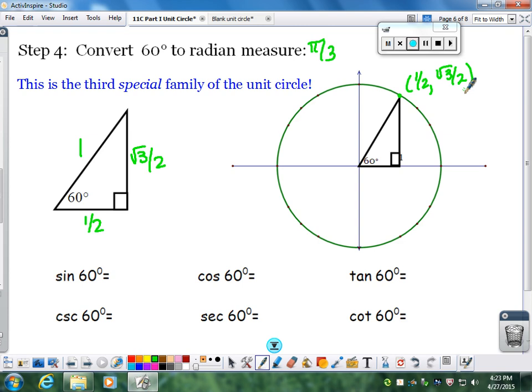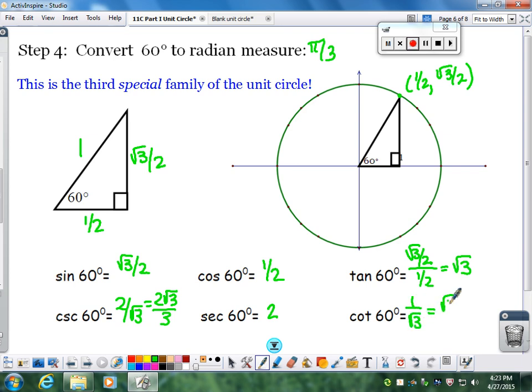All right, sine of 60 degrees. That's opposite, so that's the square root of 3 over 2. Cosecant is going to be the reciprocal. We're going to rationalize. Cosine of 60 degrees is 1/2, so the reciprocal, secant, is going to be 2. Tangent is the square root of 3 over 2 over 1/2, opposite over adjacent, which simplifies to the square root of 3. So cotangent is going to be the reciprocal of that, and we're going to rationalize it and get the square root of 3 over 3.